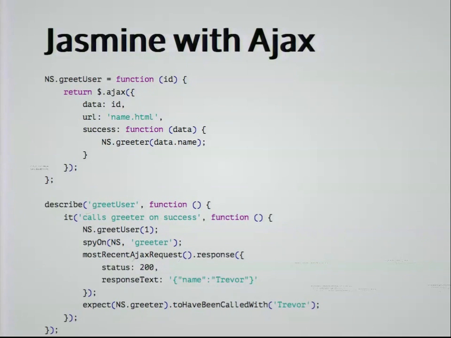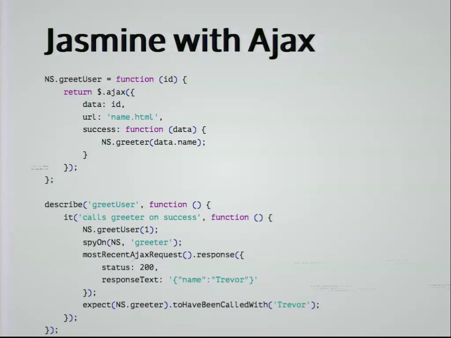So I want to create a spy that spies on NSGreeter, and then later on I'm going to check to see if NSGreeter is successfully called at some later date. And the way I do that is by using this most recent Ajax request. So what I'm doing is I have something in there that's catching all the Ajax requests that JavaScript gets and stopping them right where they are, creating a mock, and saying, all right, I'm going to do something with this later. So I'm injecting a response.